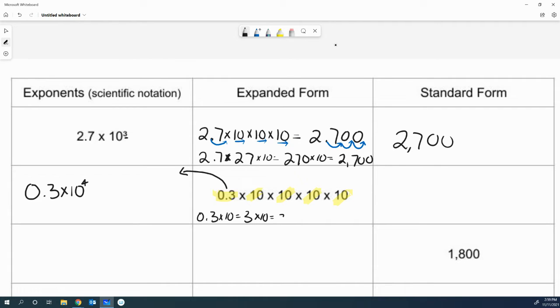Times 10 again is going to be 30. Times 10 again is going to be 300. Let's count those tens. I needed 4. I've got 1, 2, 3.